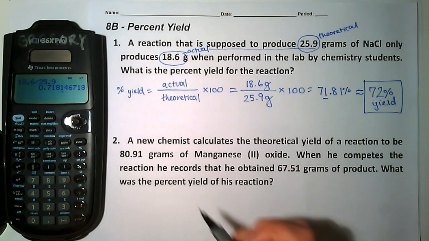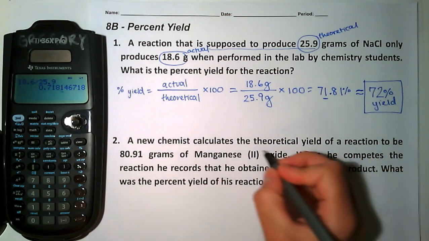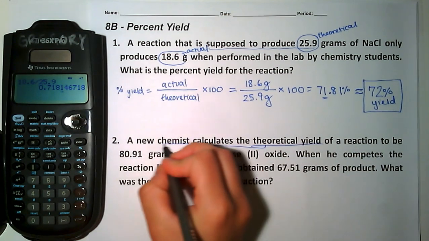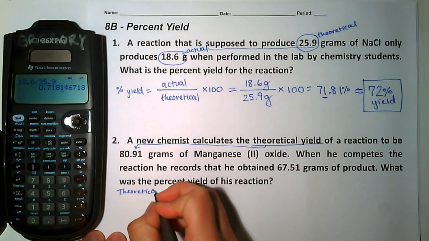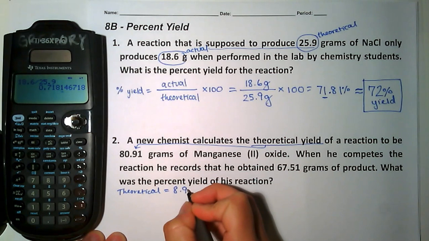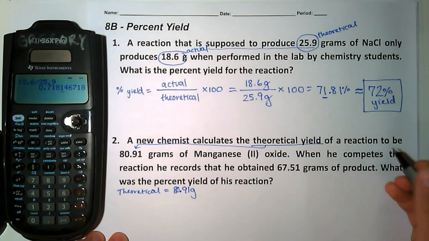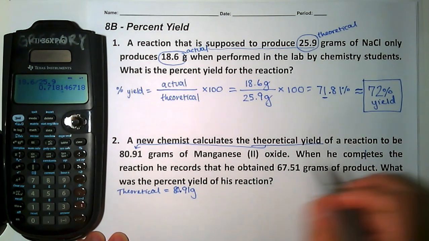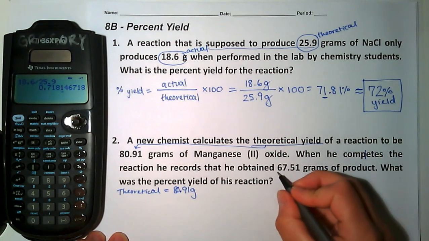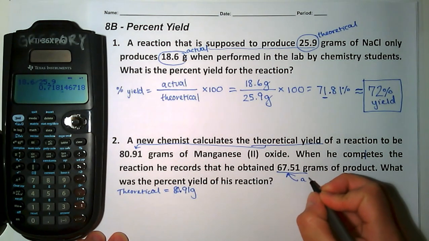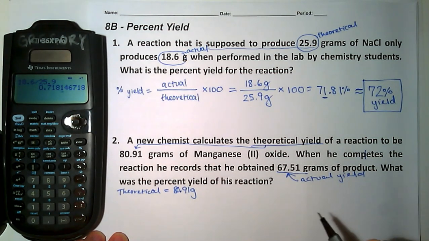And then the second question, the new chemist calculates the theoretical yield of the reaction to be 80.91 grams. So that's easy. This is the theoretical yield over here. So theoretical is 80.91 grams. When he completes the reaction, he records that he obtained 67.51 grams of product. So this is our actual yield. What was the percent yield of his reaction?